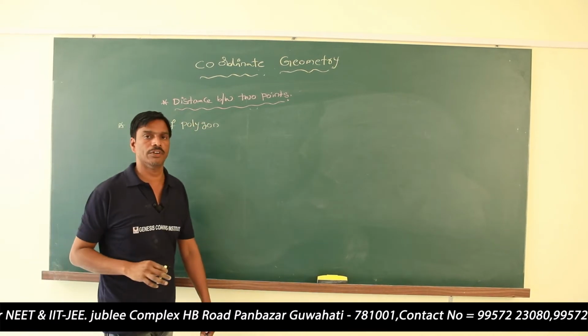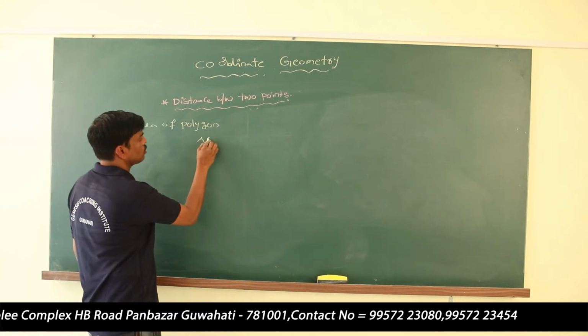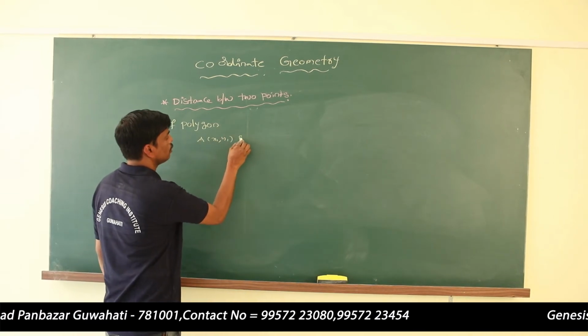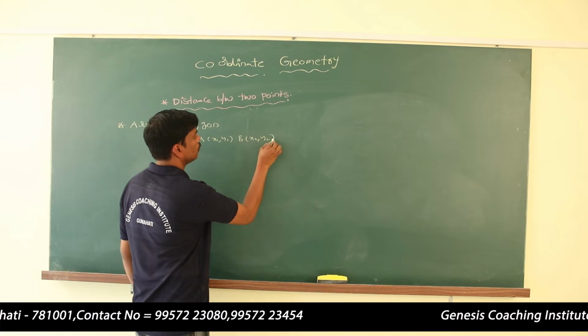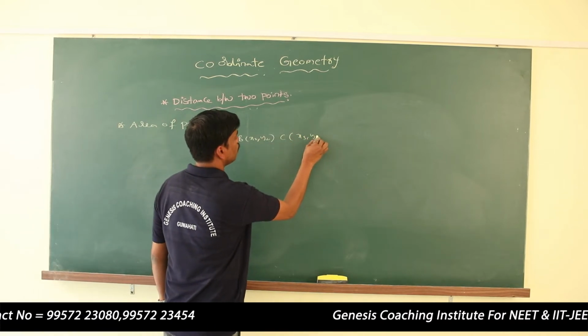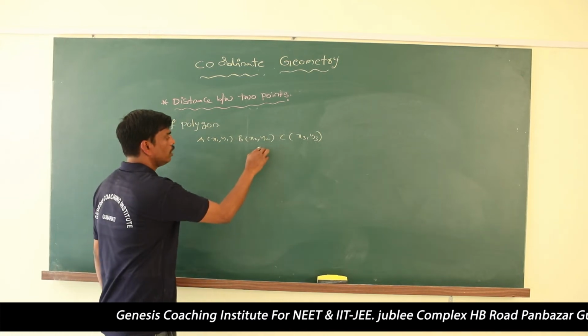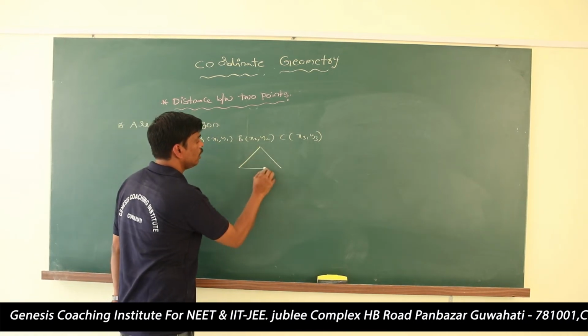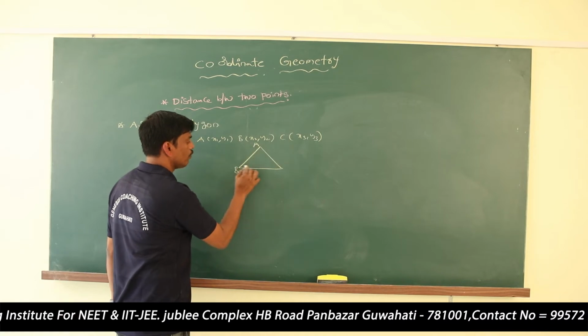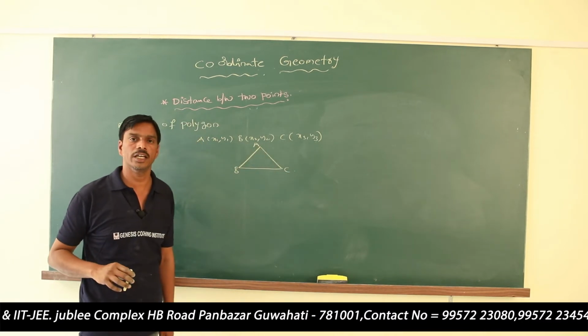Suppose we are given 3 vertices: A (x1, y1), B (x2, y2) and C (x3, y3). These three are the vertices of a triangle. So here we want the area of triangle ABC. Then how can we find the area of the triangle?